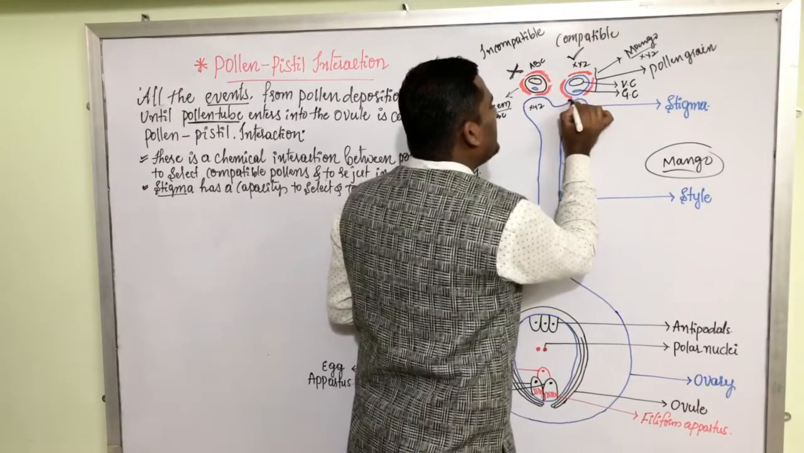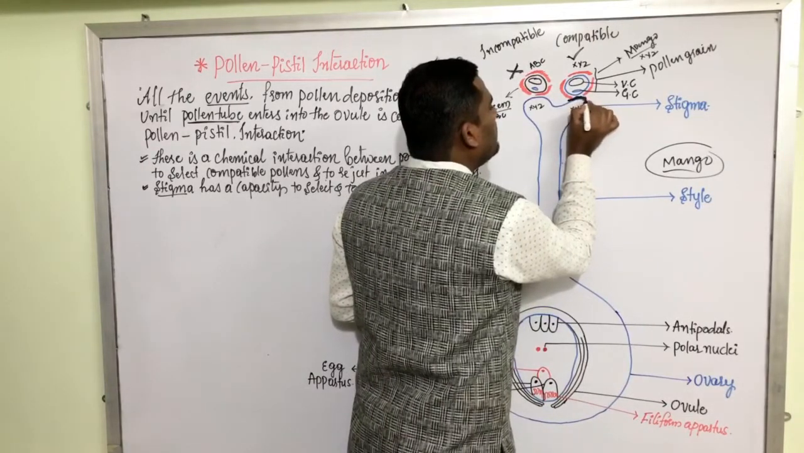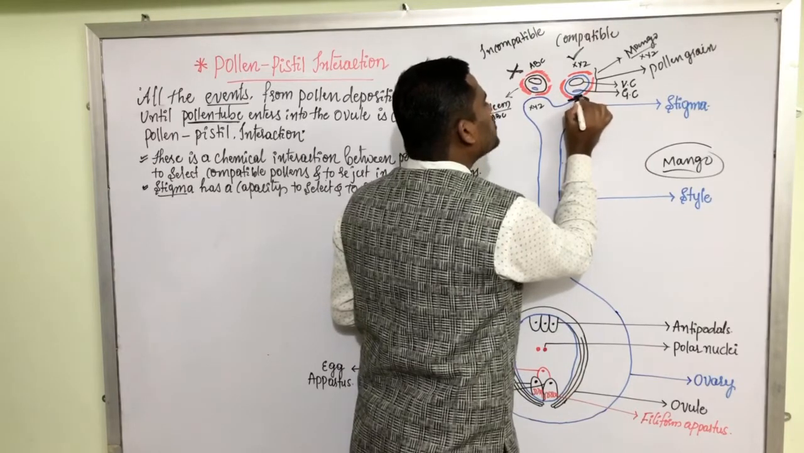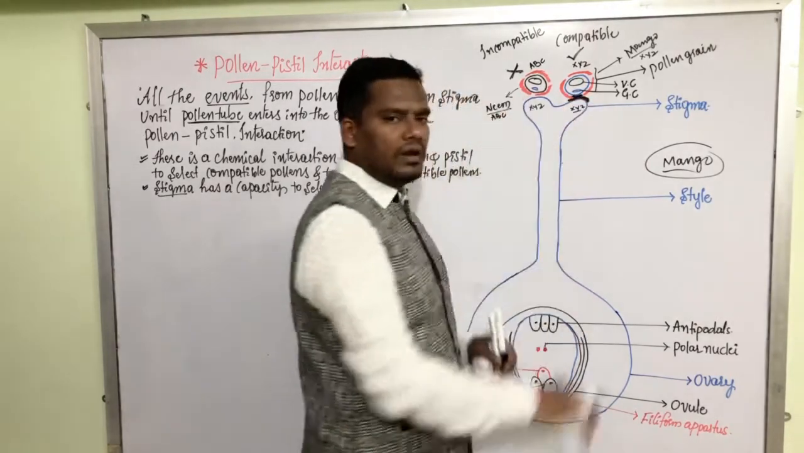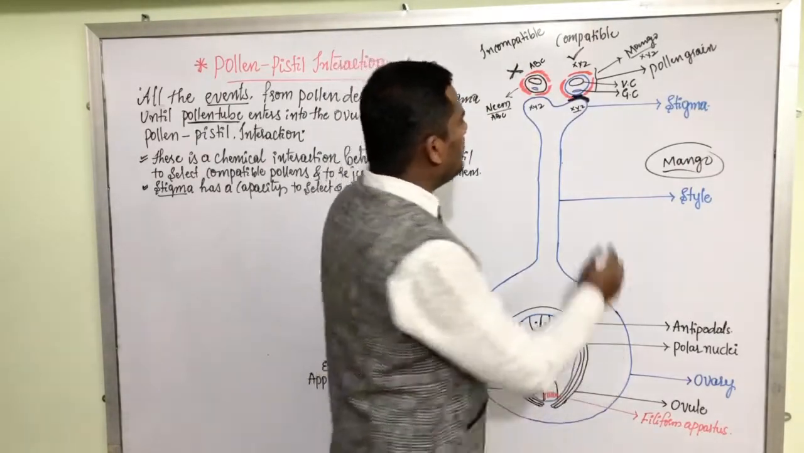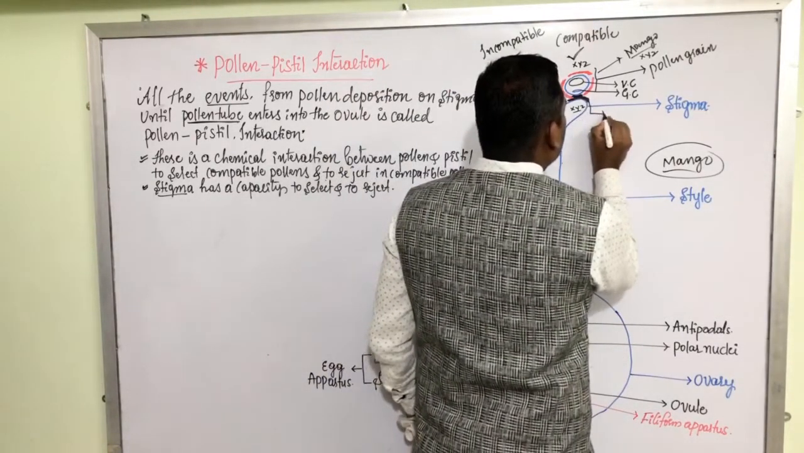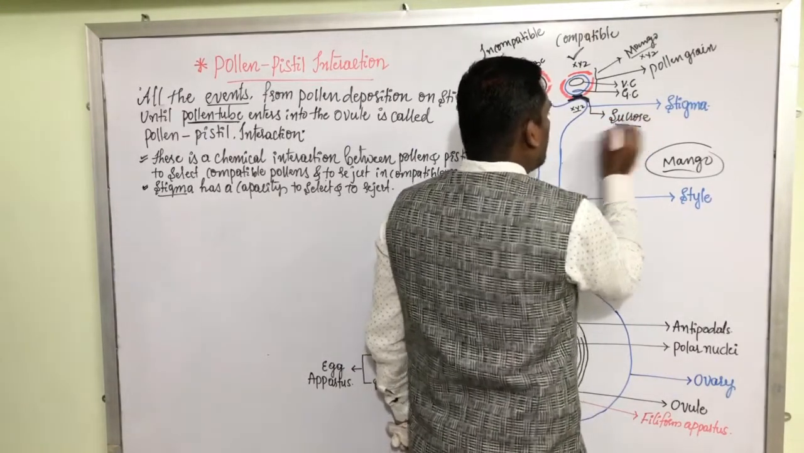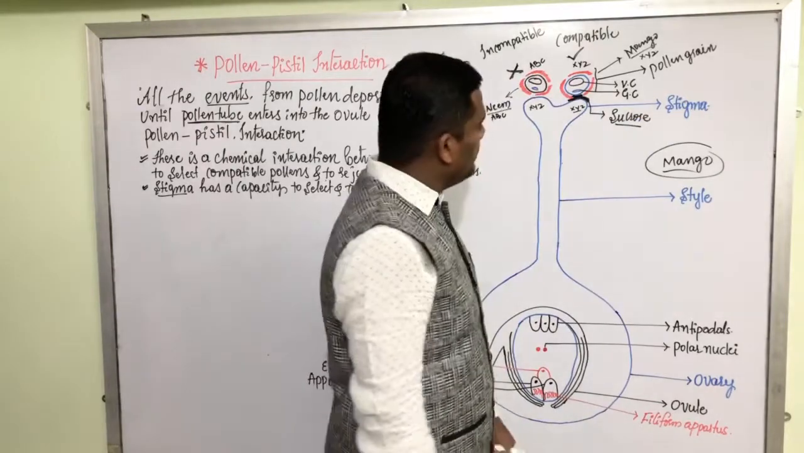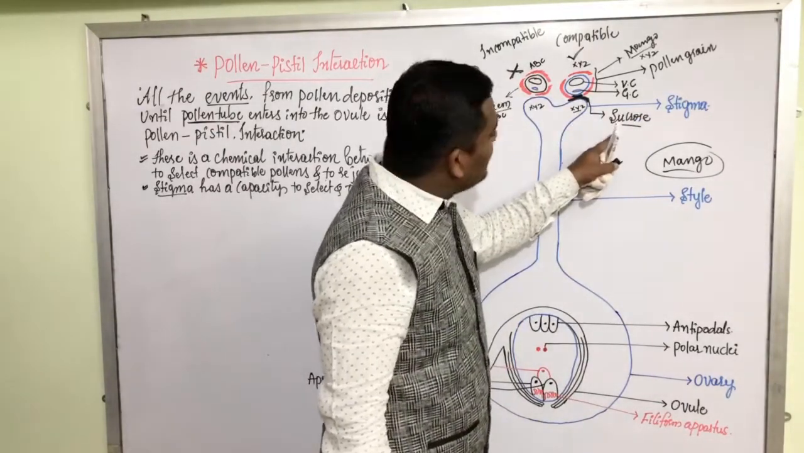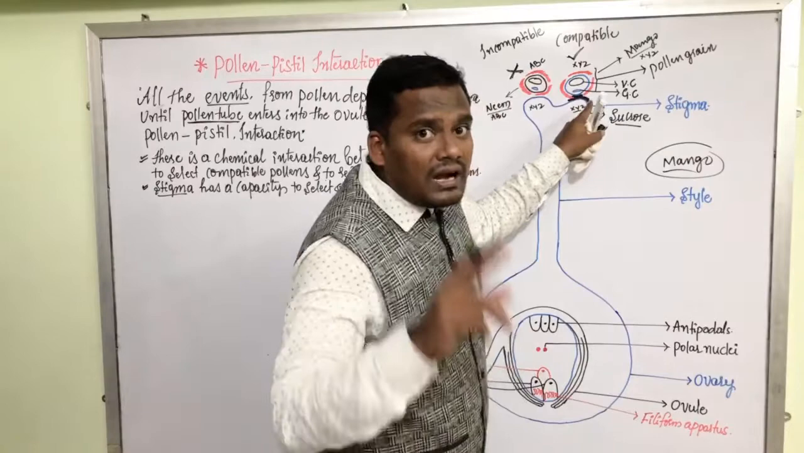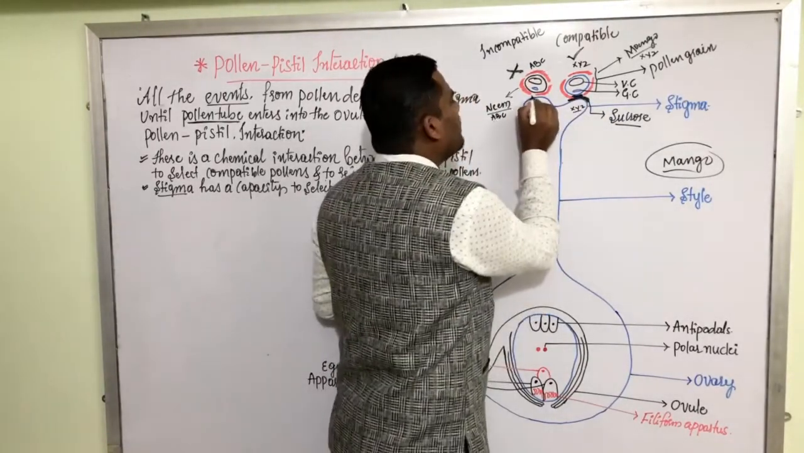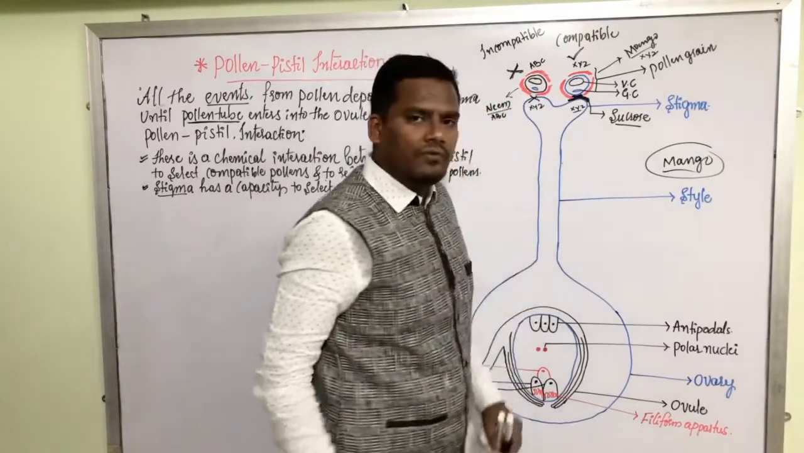The stigma starts secreting the sugary substance at the base of the right type of pollen grains. Here it is sucrose, actually, sugar, secreted at the base of compatible pollen grains. Here there is no compatibility, that means here there is no secretion of sucrose.